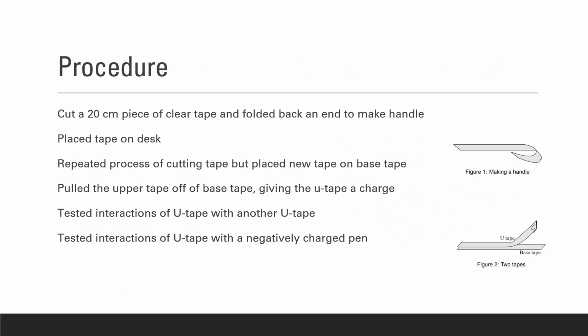The procedure. What we did is similar to the first lab, where we cut a 20 centimeter piece of clear tape and folded back an end to make a handle. We put this tape on the desk, then repeated this process with a new tape and placed it on top of the base tape. Then we pulled the upper tape off of the base tape, which gave the upper tape some kind of charge. Then we tested the interactions of the upper piece of tape with another U-tape, and then tested this U-tape with a negatively charged pen as well.